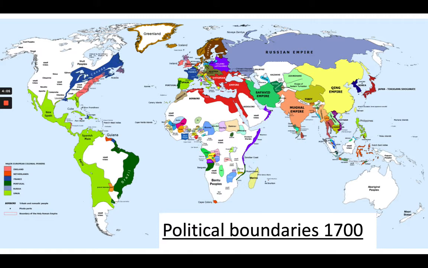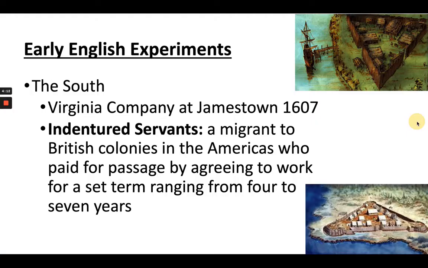So in 1700, here's a map of the world. So the English really start settling the Americas a century after the Spanish. And they will start with the Jamestown colony. Technically, they start with Roanoke, but they all disappear, so who knows? So they start with the Jamestown colony in Virginia. It's done with the Virginia Company.